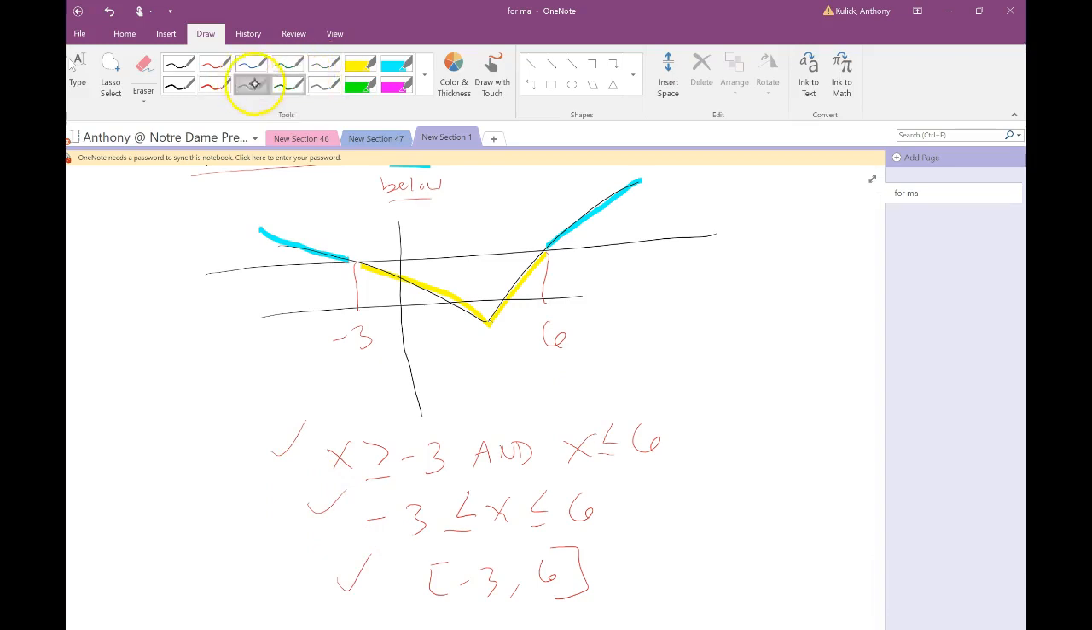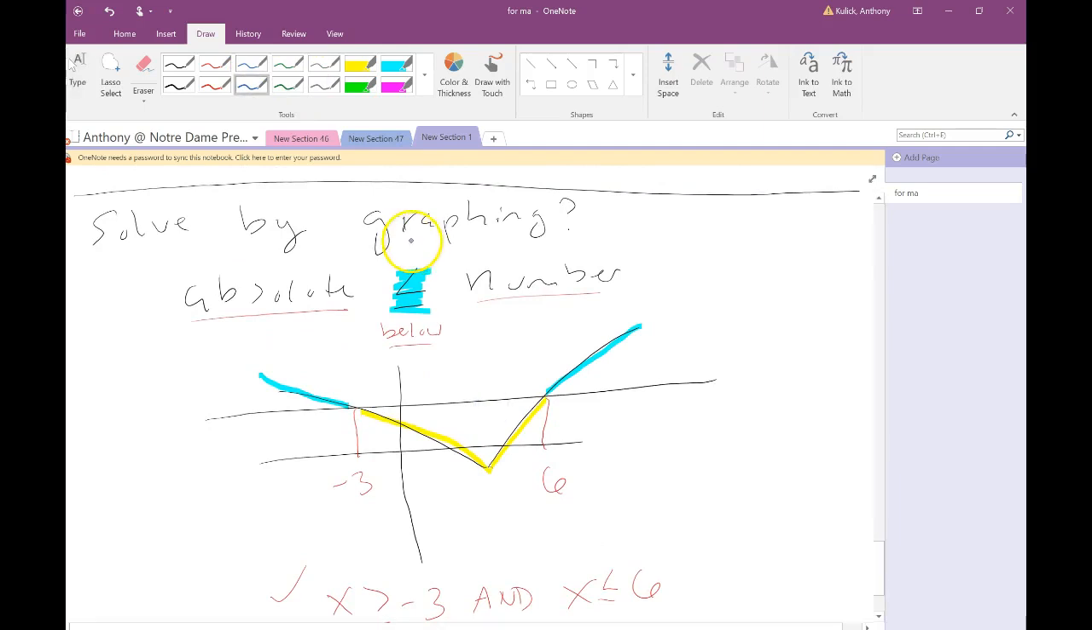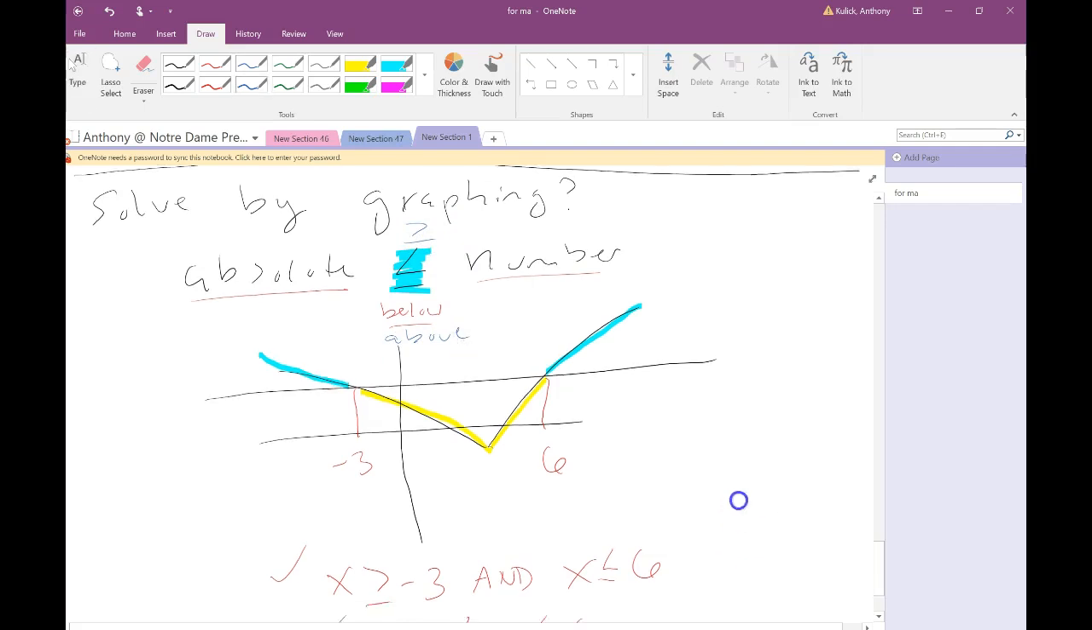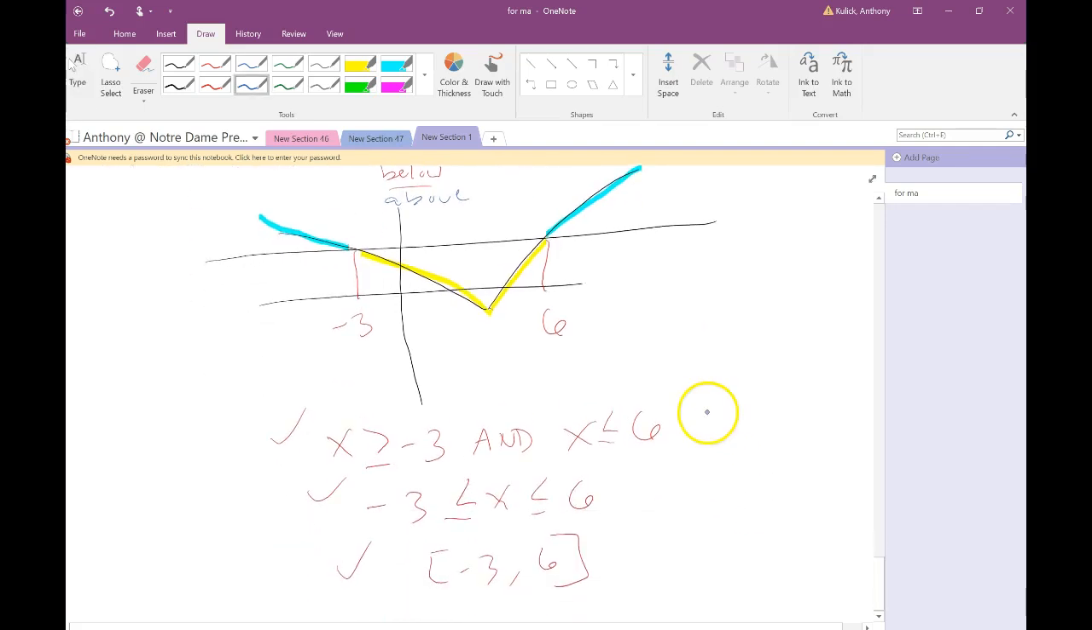If this instead had been like a greater than symbol, that would mean the above parts. So it would be talking about the blue parts over here. So that's going to be where x is less than or equal to -3, or where x is greater than or equal to 6. And you could write that as an interval also instead, like -infinity to -3, union, +6 to +infinity. And that would be an okay way to represent your answer either.